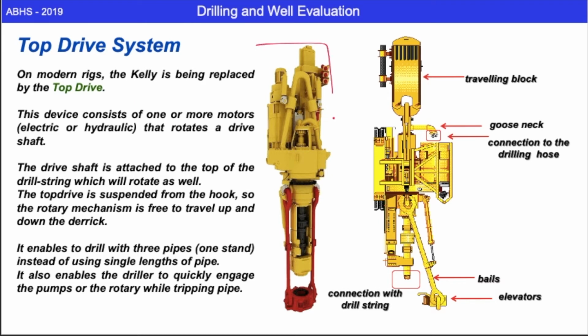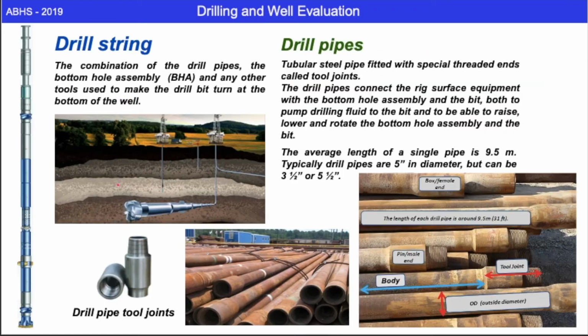The top drive system consists of these components right here: the traveling block, the goosenecks, the connection, the bales, and the elevators. It helps to drill with 3 pipes in one go. Another part of the drilling system is the drill string and drill pipes. We install this drill pipe and drill string as we drill the hole or the well. The combination of the drill pipes and the bottom hole assembly, such as these components right here, can help you to turn the drill bit at the bottom of the well.